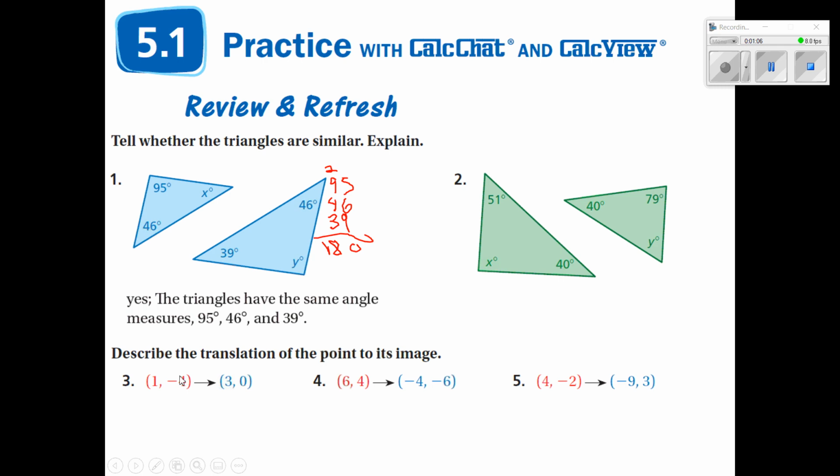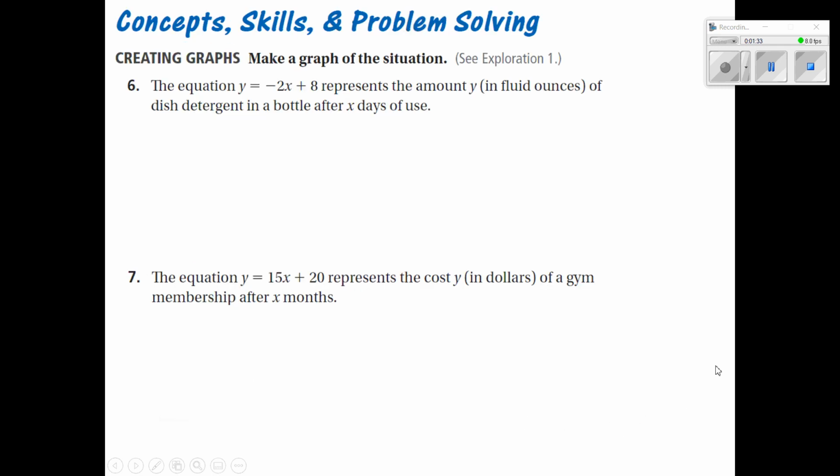All right. Number 3, describe the translation. If x was at 1 and then it went to 3, that means I went to the right 2. And if it was at -4 and went to 0, then I went up 4. So right 2 units, 4 units up. On number 5, if I went from 4 to -9, it means I went to the left 13. And if I went from -2 to 3, that means I went up 5. So 13 to the left and 5 units up.